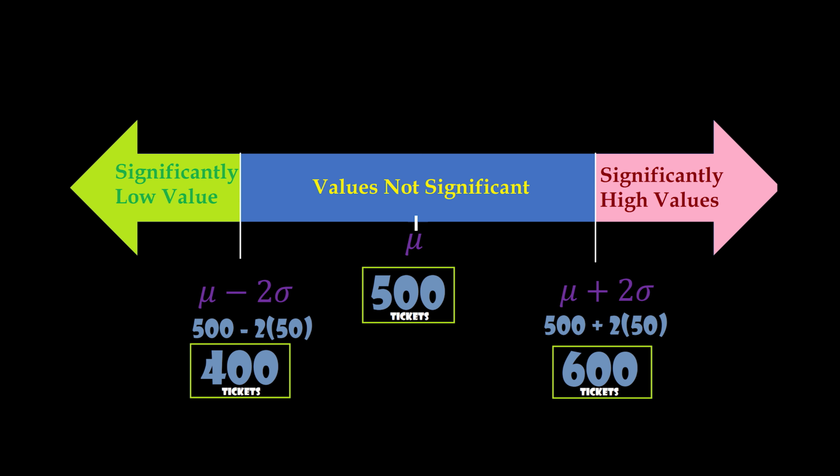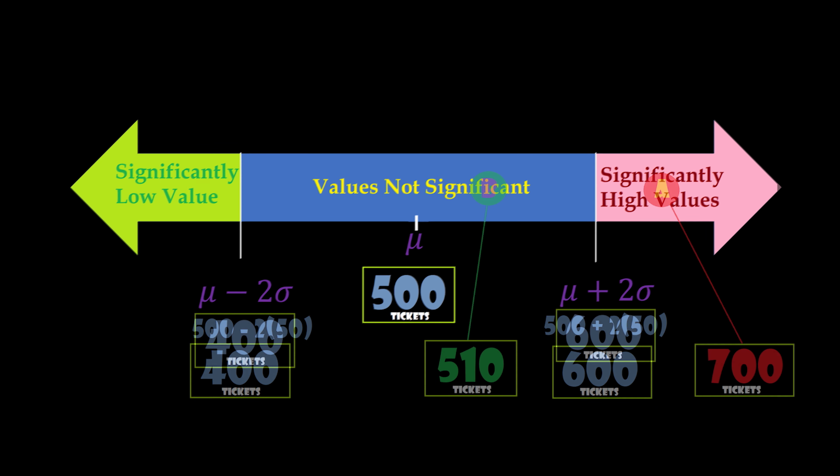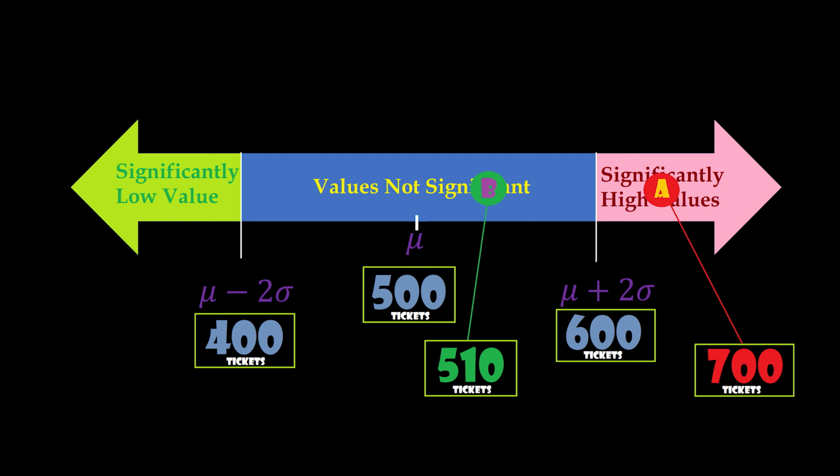We can also look at it as the number of tickets sold by movie theater A has a greater distance above the mean. If we look at it like this, we can also see that movie theater A sold a significantly high or an extreme number of tickets that day. Let's change up the question a little bit.